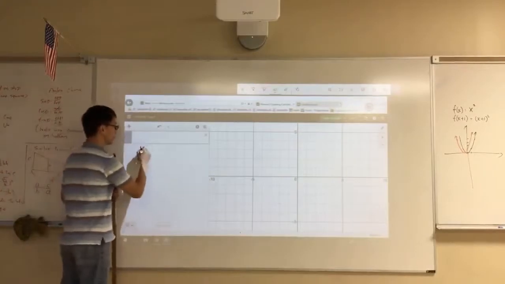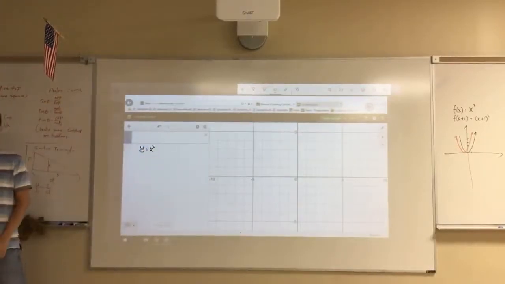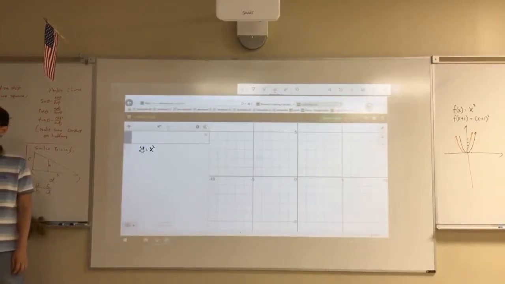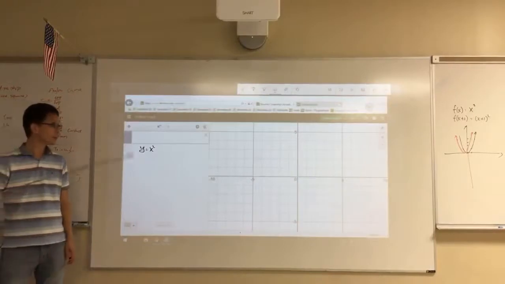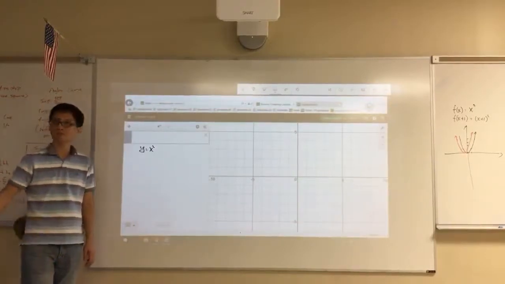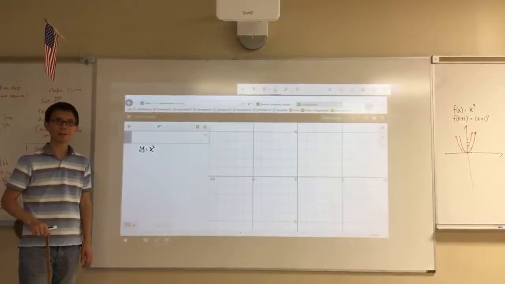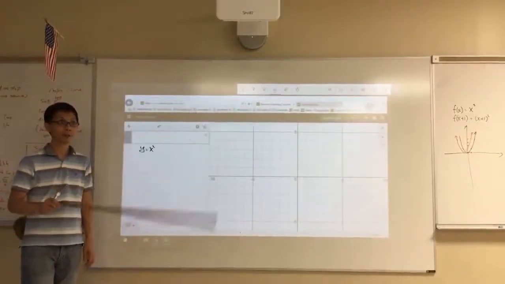Y equals x squared. Now this is an equation that makes a lot of money, believe it or not. Ten years ago when the iPhone came out, what was the first game that ever came out on the iPhone? Ping pong? No, actually the first most popular game. Angry Birds. Yeah, Angry Birds.